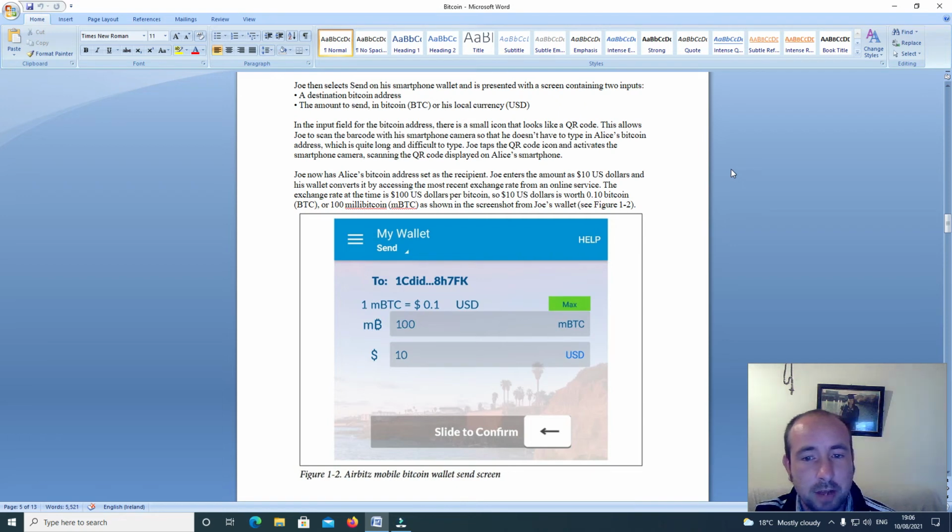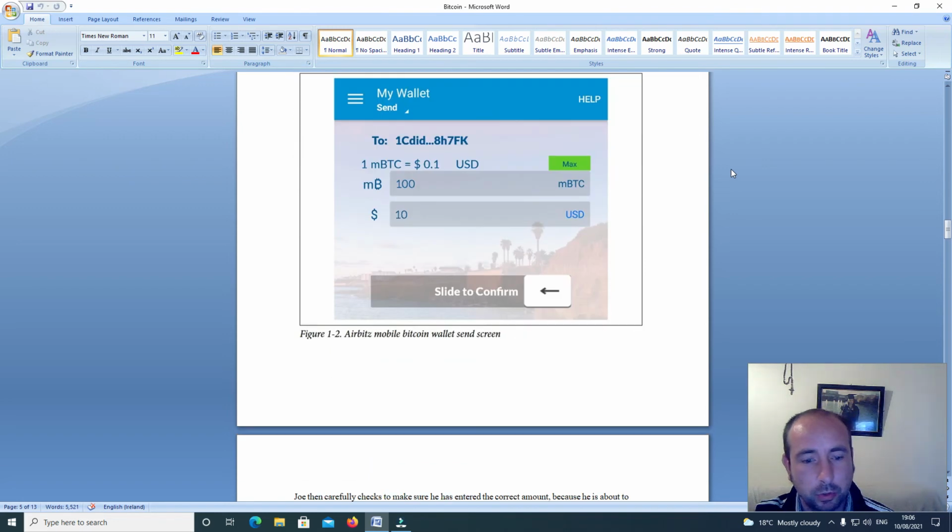Joe enters the amount as $10 and his wallet converts it by accessing the most recent exchange rate from an online service. The exchange rate at the time is $100 per Bitcoin, so $10 is worth 0.10 Bitcoin (BTC), or 100 milli-Bitcoin (mBTC), as shown in the screenshot from Joe's wallet. See figure 1.2.